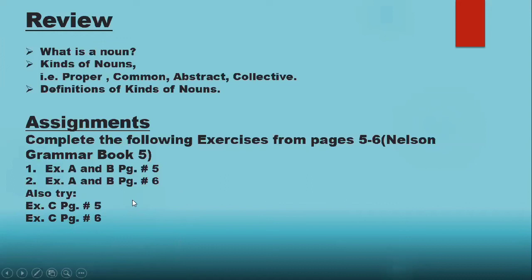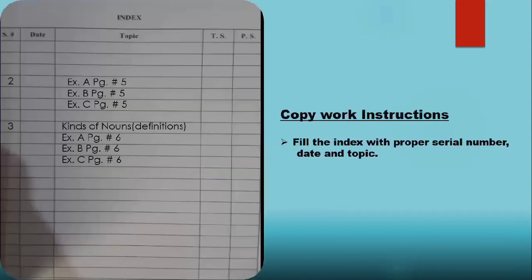So if you have any problems, just write it down in your copy. Make the heading and everything, and we'll, inshallah, do it the next time when we are in class. Otherwise, I'll tell you the answers myself in the next lesson, don't worry. But for exercise A and B on page 5 and 6, I have already discussed with you, so make sure you do that. This is the way you will make it in the copy.